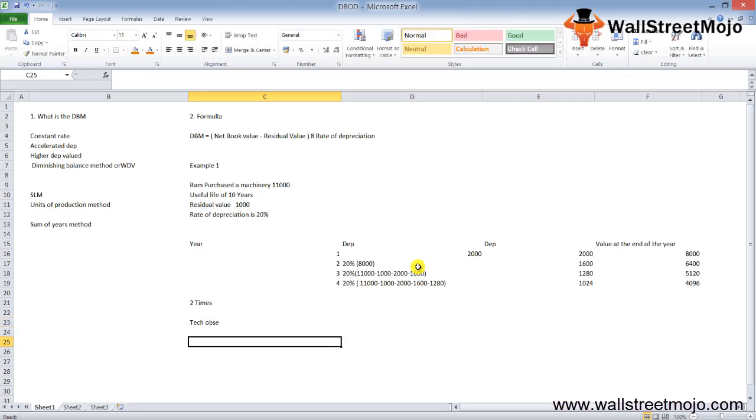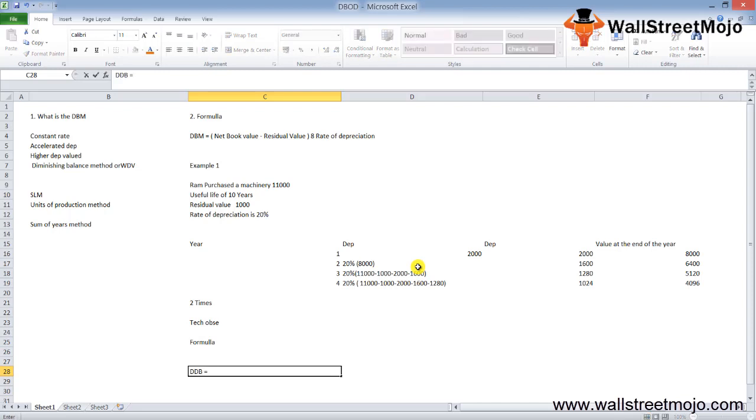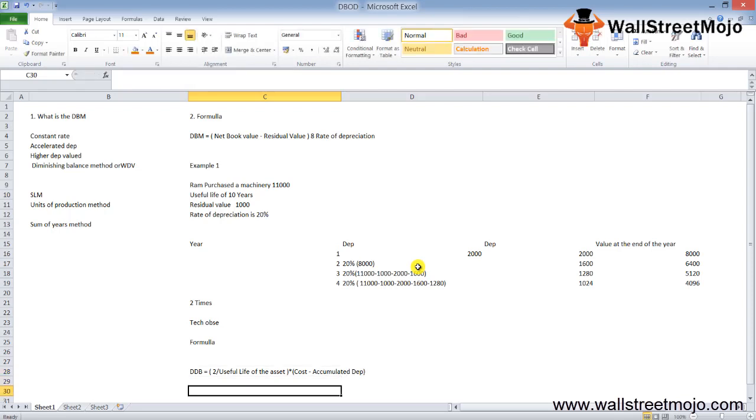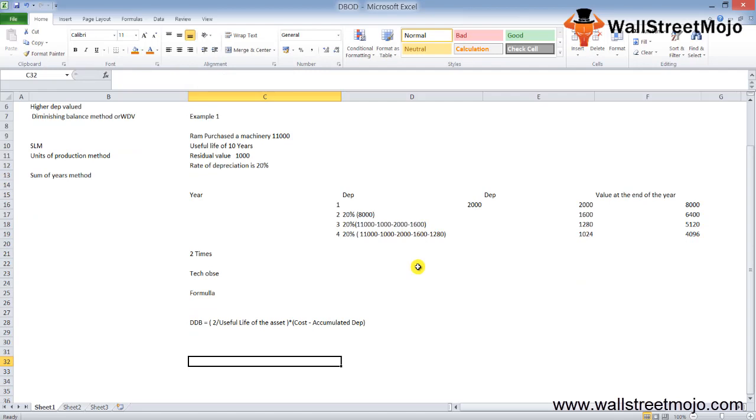So in the double declining method, the depreciation is computed by a formula. The formula for the double declining balance method is equal to 2 divided by the useful life of the asset, into cost minus the accumulated depreciation. So it does not always use the asset's salvage value or residual value while computing the depreciation.